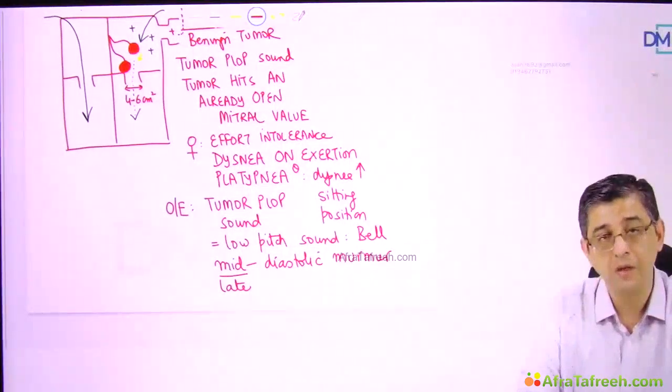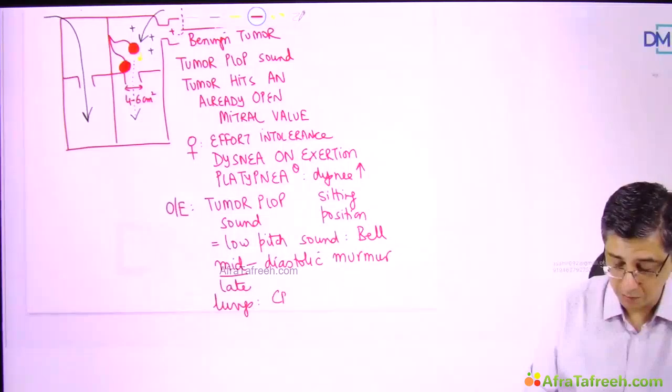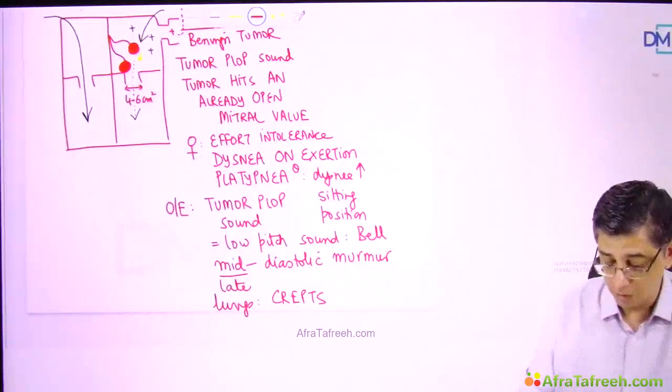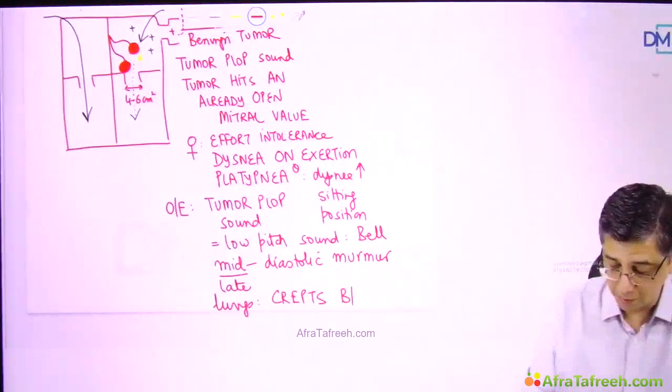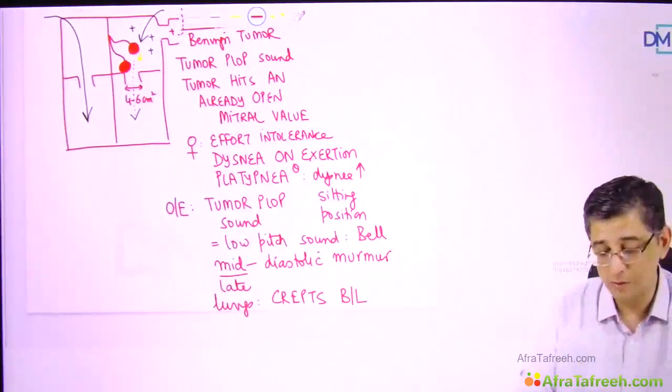In the lung auscultation of the patient, there can be crepitations. These crepitations initially might be heard over the lung bases only. So initially he might say basal crepitations, but as the disease progresses, you could have crepitations in both the lung fields of the patient.